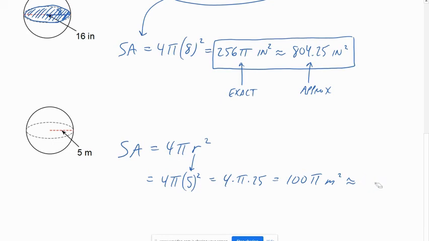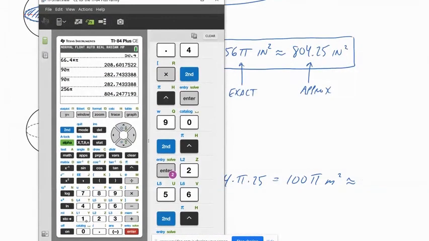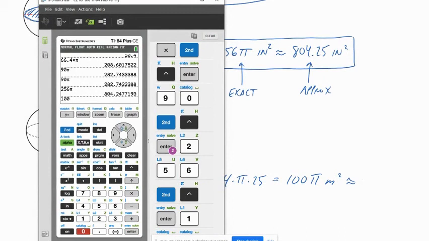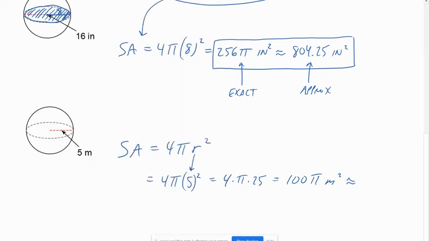314, well, let's see, we can get more decimals on our calculator. So 100 pi is about 314.16 square meters.